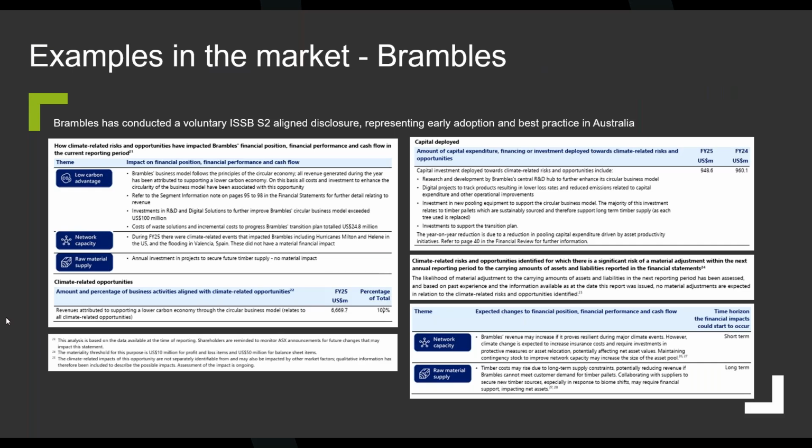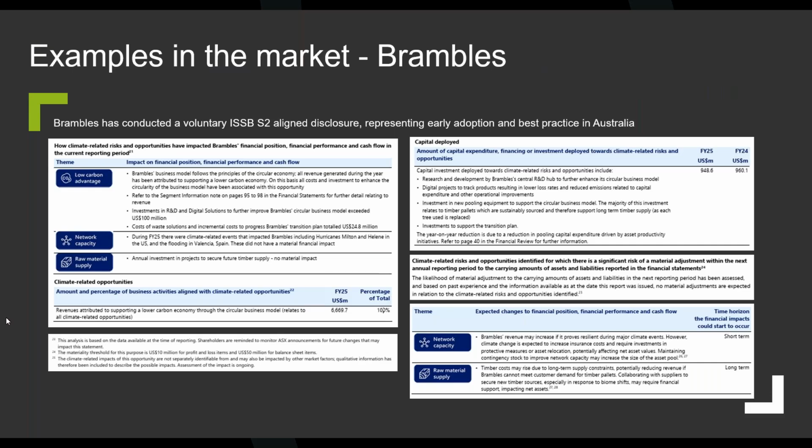They also address the S2 metric about capital deployment in terms of climate-related risks and opportunities, R&D, digital projects, CapEx. Again, the idea is to disclose decision useful information for investors. So they've been able to provide the current reporting period due to the low uncertainty in the data, and then they've looked at the expected future impacts. And there might very well be some quantitative analysis beyond that, which reasonably isn't going into the public disclosure.